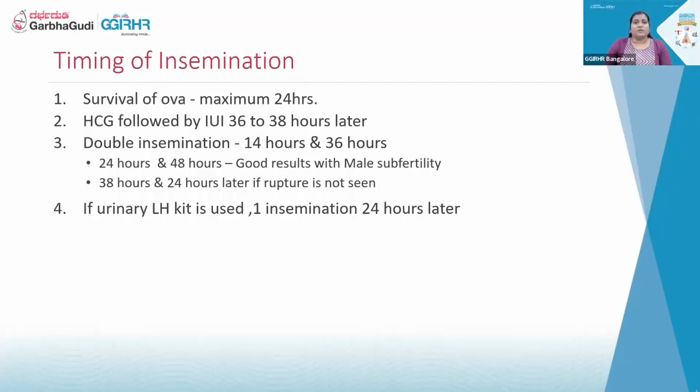If we are not timing by HCG, if we are using urinary kits to determine the ovulation, then once the kit comes positive, one IUI can be planned 24 hours later.